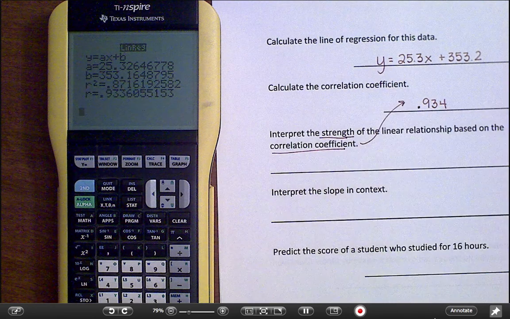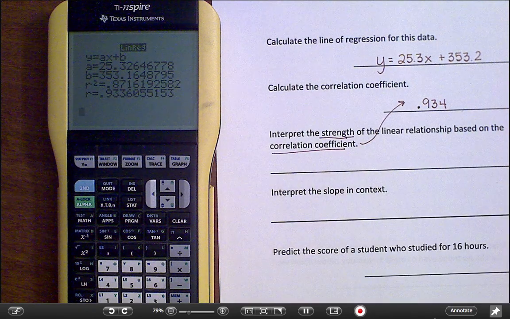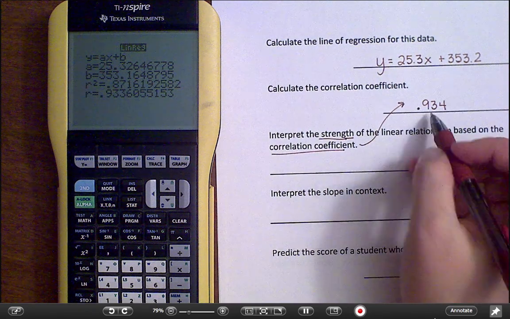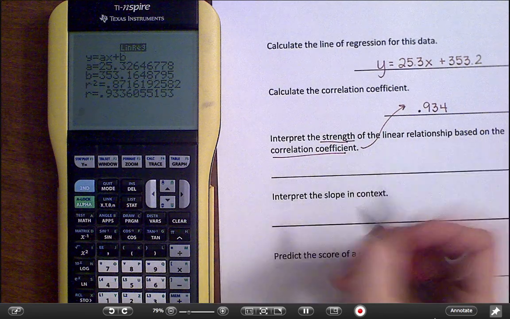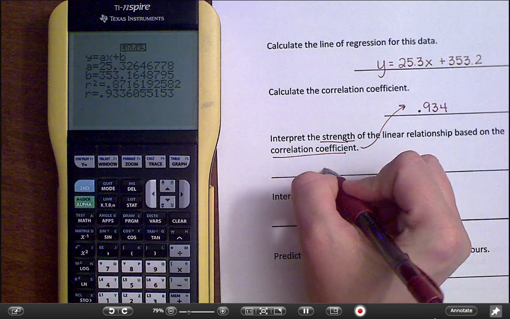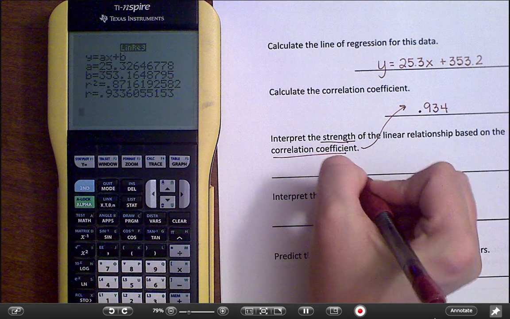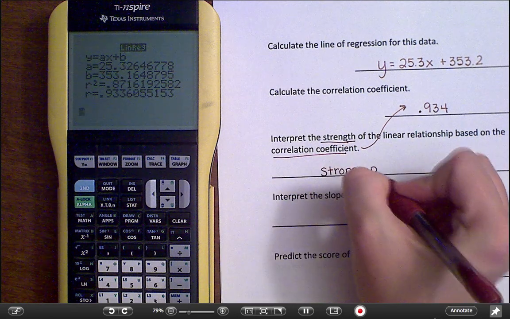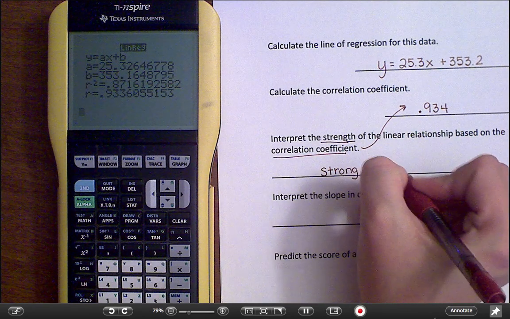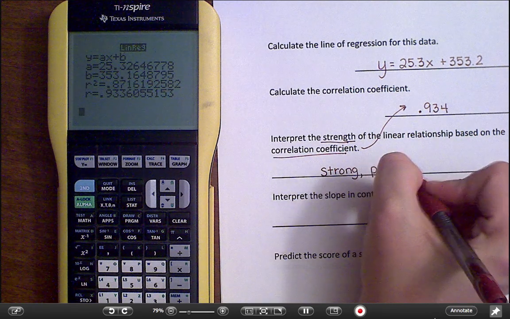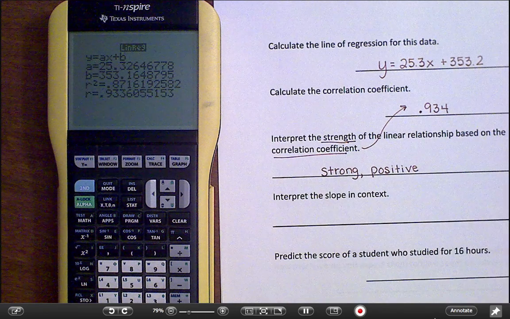Next, it says interpret the strength of the linear relationship based on the correlation coefficient, which you remember was this right here. So I want to know, how strong is this correlation? Well, remember, 1 is the strongest, so 0.934 is pretty strong, and it's positive, which means as the list 1 numbers go up, which was your number of hours, the bigger your number of hours, the higher your SAT score in general.